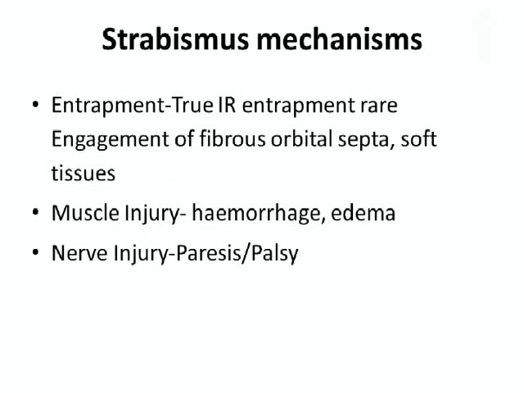Why is there strabismus? What is the mechanism? Entrapment of the muscle or the orbital septa or the soft tissue in the fracture will cause strabismus. And muscle injury causing hemorrhage and edema also might be a cause. And nerve injury also can occur.